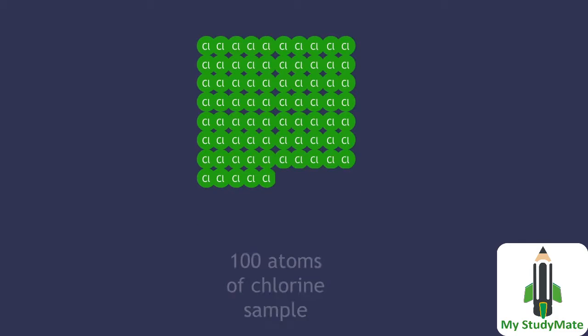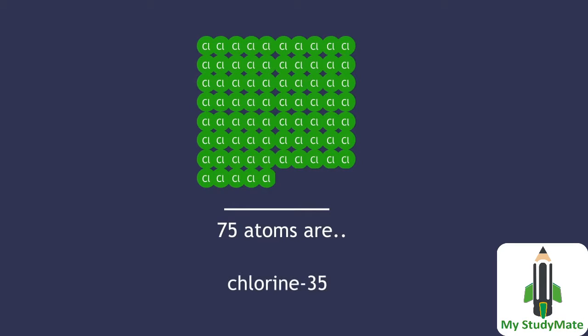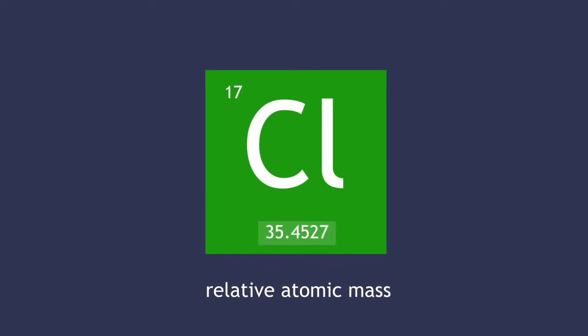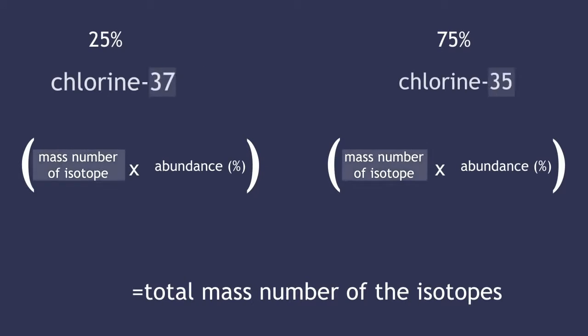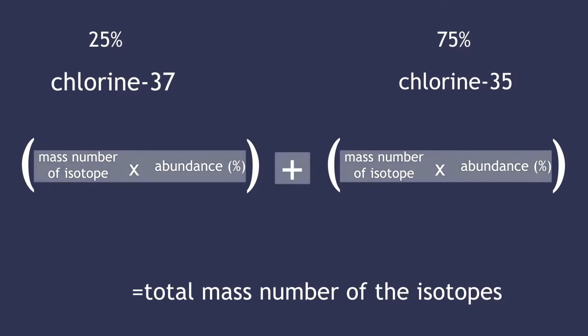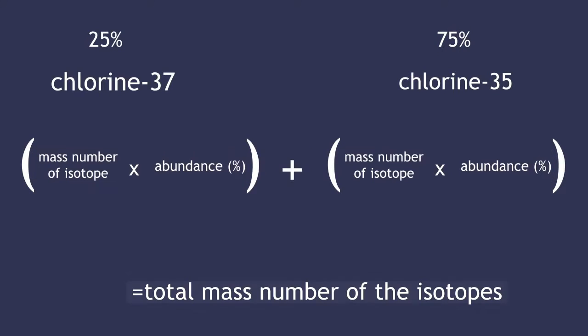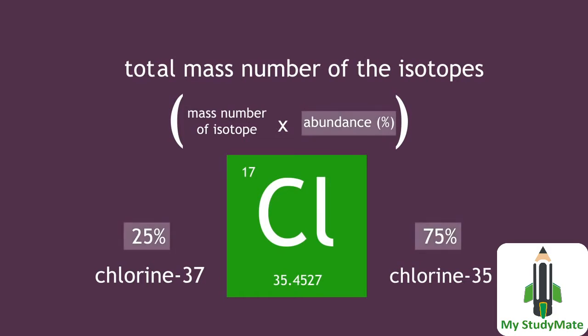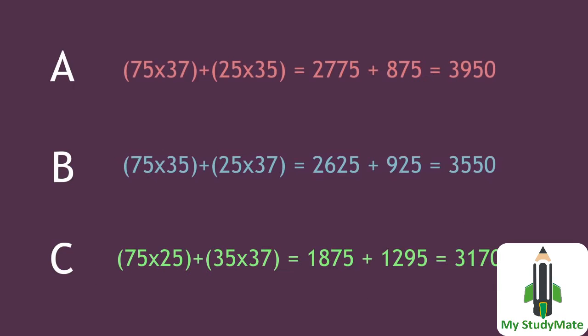In nature, out of 100 atoms of a chlorine sample, 75 of those atoms are chlorine-35 isotopes and 25 of those atoms are chlorine-37 isotopes. For you to be able to work out the relative atomic mass for chlorine, you have to multiply the mass number of the isotope with its abundance percentage and add these products together. This gives the total mass number of the isotopes. Using this data, you can calculate the total mass of chlorine isotopes using their abundance and mass numbers. Pause, think, choose and continue when you're ready.